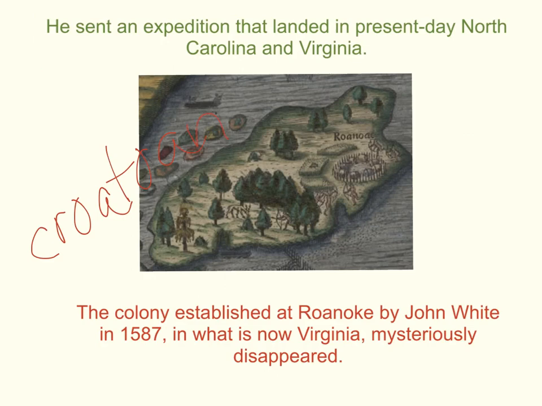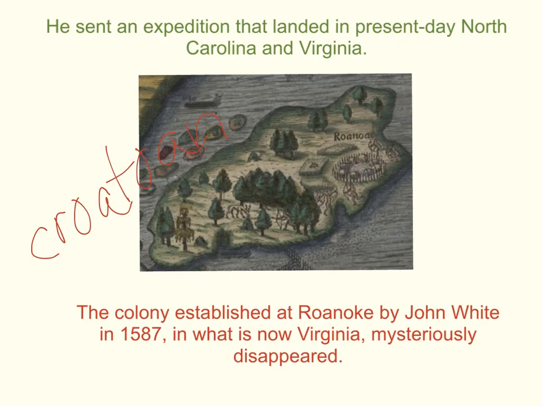Croatoan. That's all he ever found that was left of the colonists that were living on Roanoke. So what happened to these people? It's kind of mysterious. No one really knows 100% sure. I think more evidence today leads to the fact that Native Americans probably either killed them all or they were captured and taken back to where the tribe lived on the mainland, because you can see Roanoke as an island.